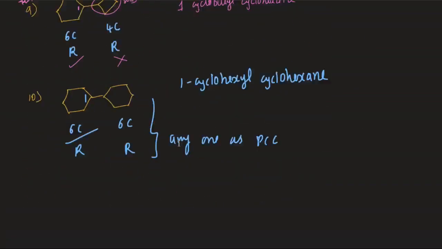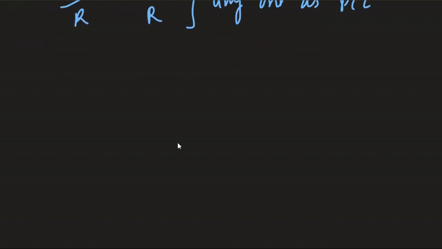Yeah, there is no homework question. Okay, let us go with the next, the 11th one. So in the 11th structure, I'm going to take one 6-membered ring and one benzene.